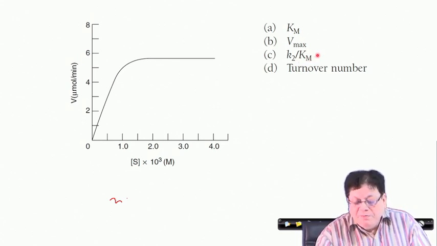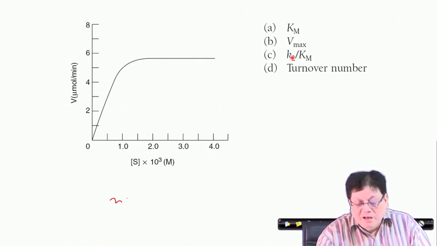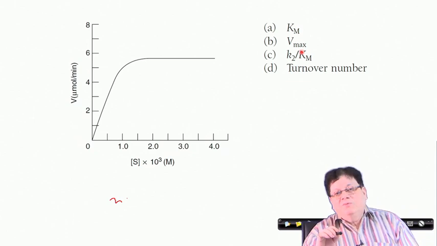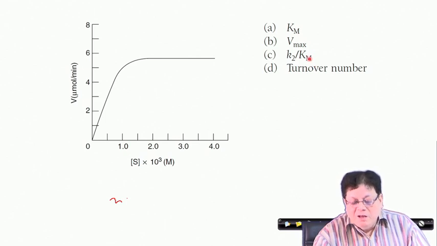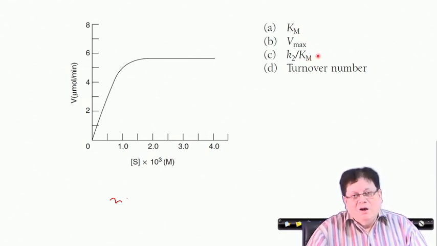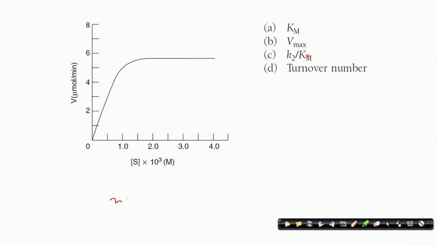Then k2 by Km. I told you last time, k2 is the rate constant for the breakage of the ES complex, and Km gives the dissociation constant of the enzyme substrate complex into the starting substrate and the free enzyme. However, this k2 by Km is an important parameter. I told you that this denotes the catalytic efficiency of the enzyme, and then the fourth one is to calculate the turnover number. So, let us go step by step.